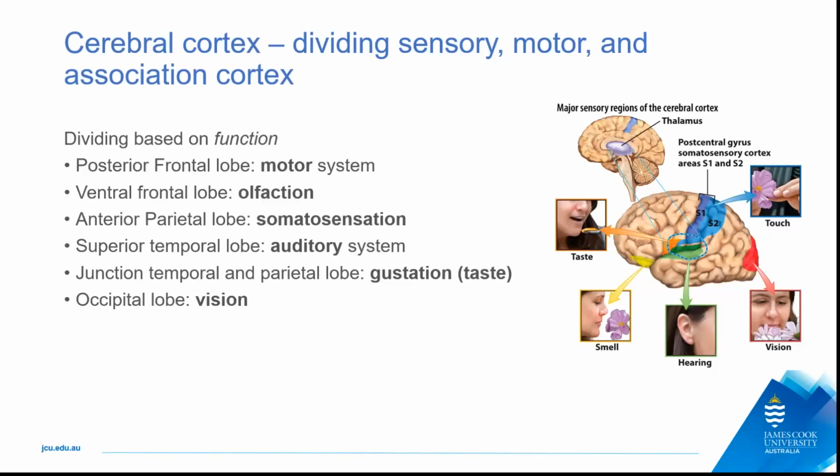Anterior parietal lobe is involved in somatosensation, somatosensory. And superior temporal lobe: auditory system. So where is this superior temporal lobe, STL? It is ventral, inferior to the Sylvian fissure, the lateral sulcus. So it is this region here. It's also called Heschl's gyrus, for some of you, if you're interested.